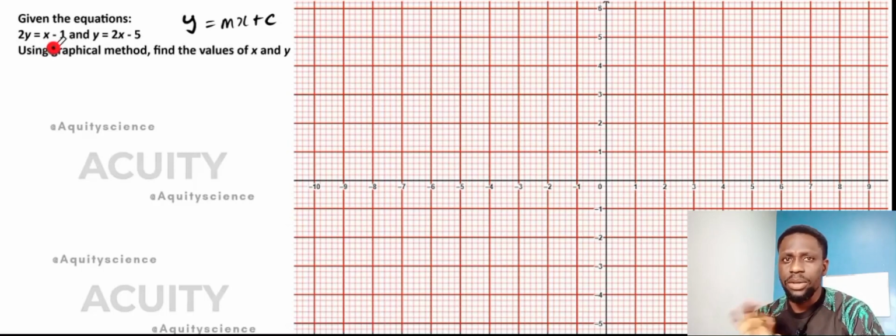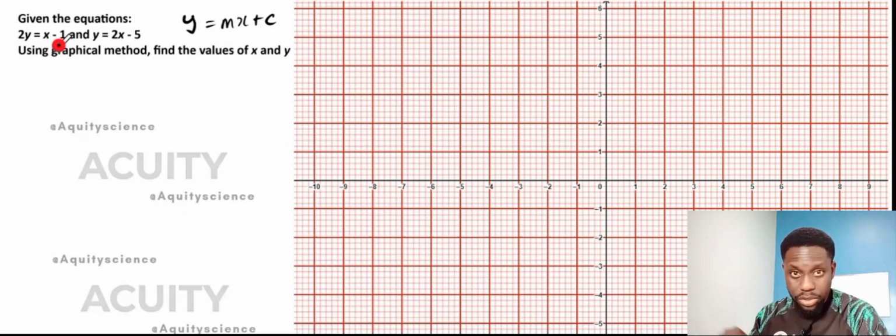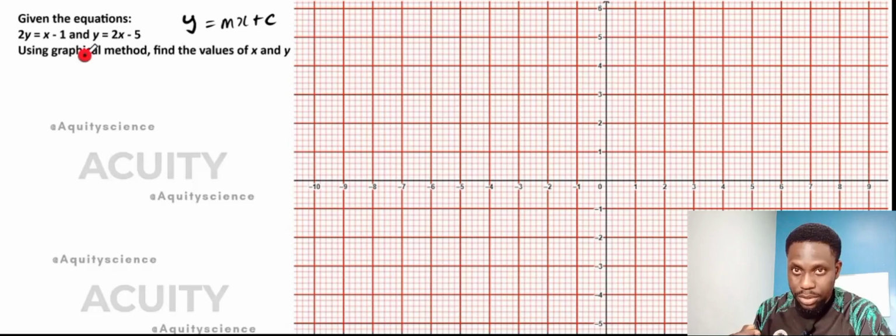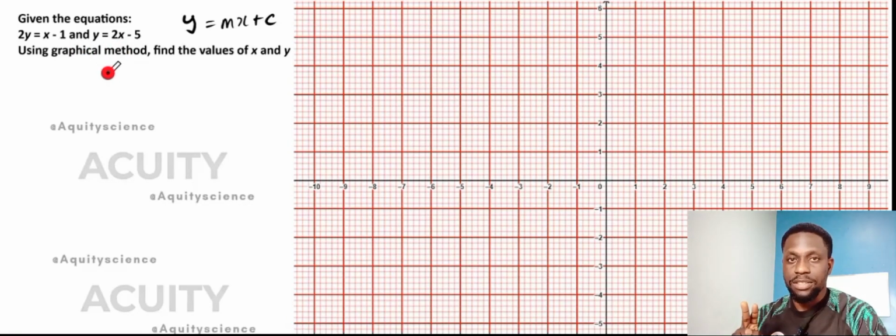To get a straight line, all you need is 2 points. If you get 2 points and you have a ruler to join them, you have a straight line. So we need to find 2 points for this equation and connect them with a ruler, and we'll have a straight line. We'll get 2 points for the second equation and connect them with a ruler, and we'll have another straight line. So now we'll have 2 straight lines.